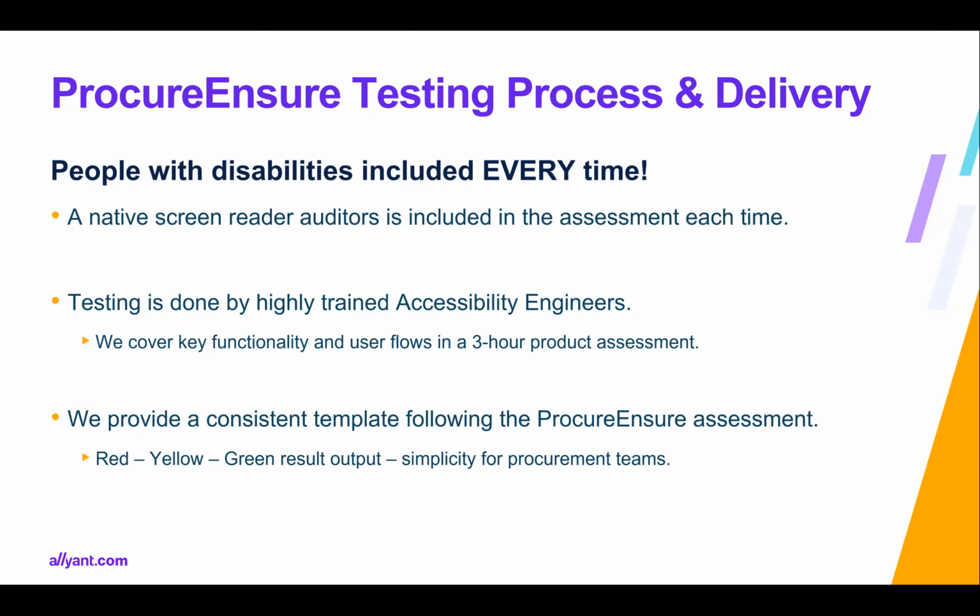And so what ProcureEnsure usually takes the form of is a 2-hour assessment of the usability of the software, followed by a report that outlines, using a color coding, green, yellow, red, the idea of a stoplight, whether we feel it is conformant, whether we feel it has accessibility issues but not so severe as to pose a super significant blocker, or whether accessibility issues were found that were so significant as to prevent the user from being able to use the tool. These assessments are done in about 2 to 3 hours, which is our goal.